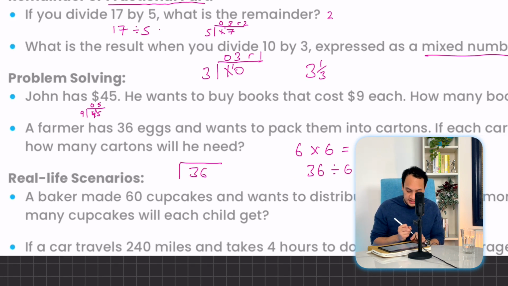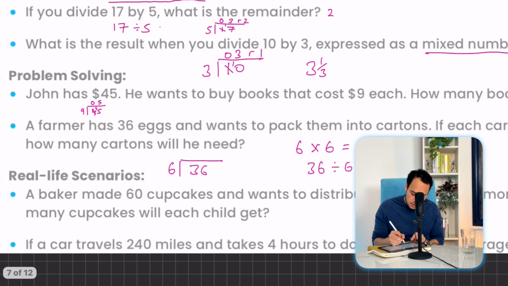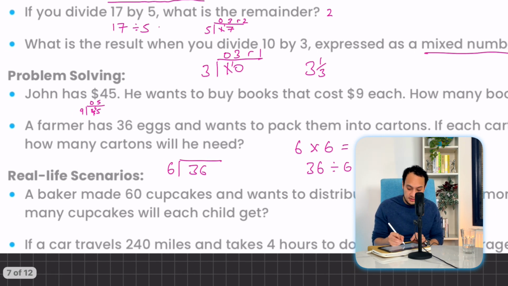Again, I put 36 under the bus stop. I'm going to put 6, the number next to it, because each carton holds 6 eggs. So 6 into 3 doesn't go. I'm going to put 3 on my next number. So 6 into 36 goes 6 times with no remainder.